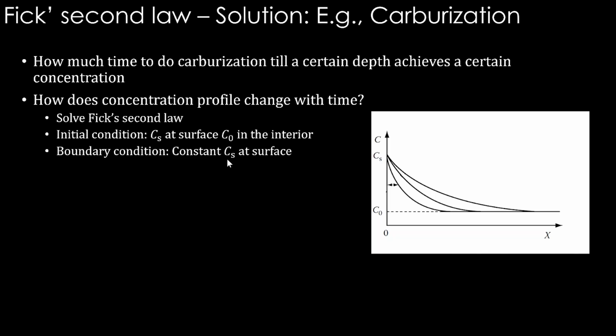This surface condition, which is going to be CS always, is a boundary condition that is to be imposed. This is why we have to solve Fick's second law with the right initial and boundary conditions to get the concentration profile with respect to time.